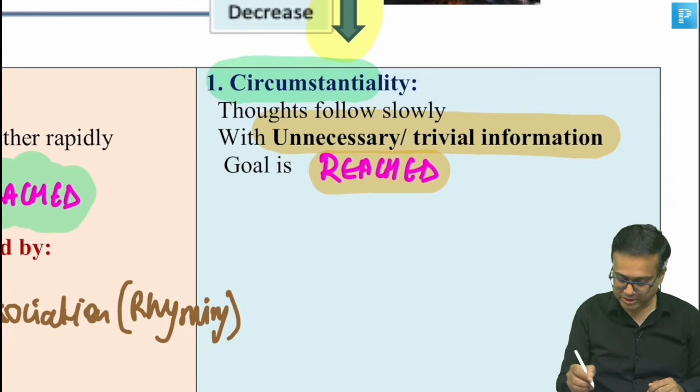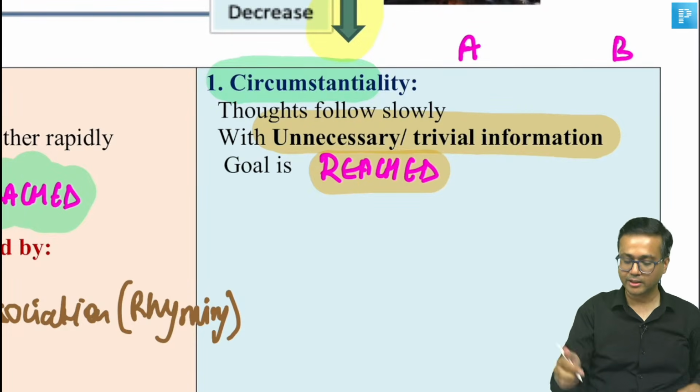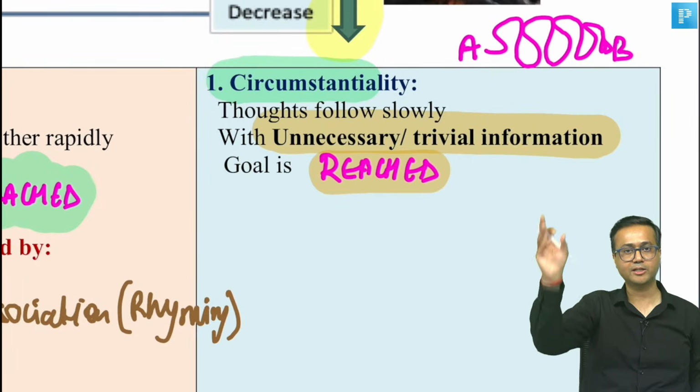So you can again draw this diagram. Suppose somebody wants to go from A to B; rather than going straight, the person is going like this, giving unnecessary details and ultimately reaching the goal.